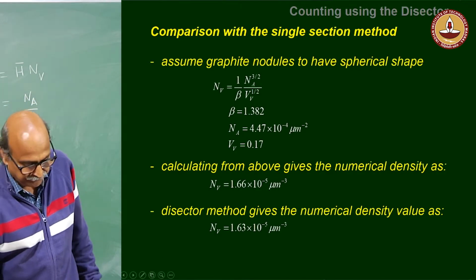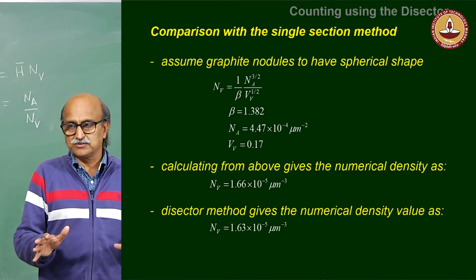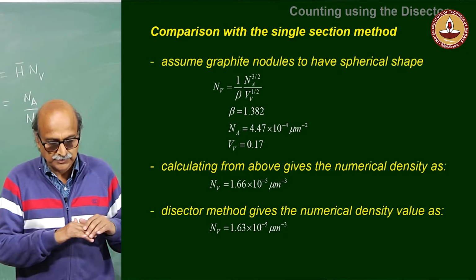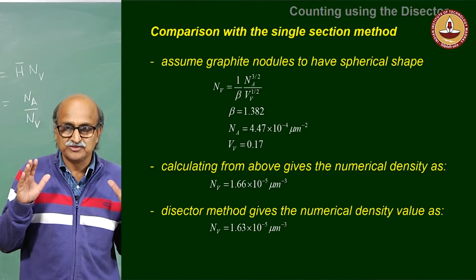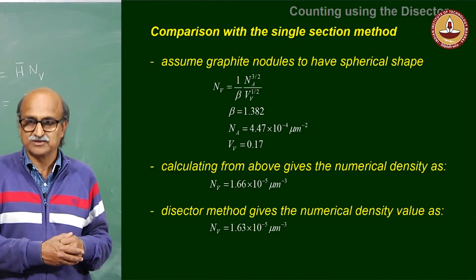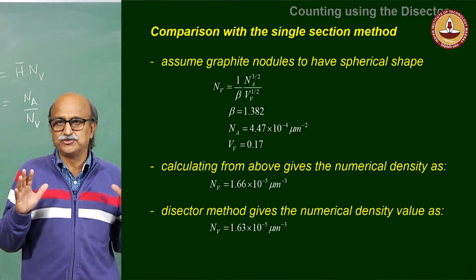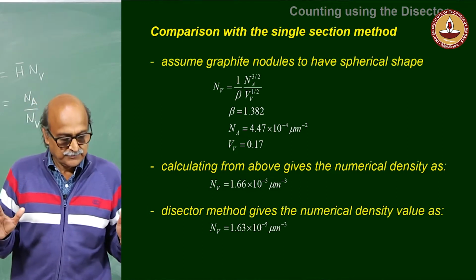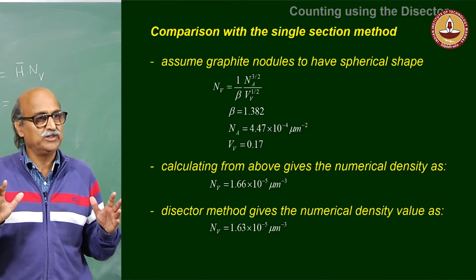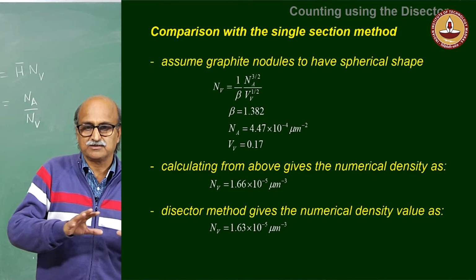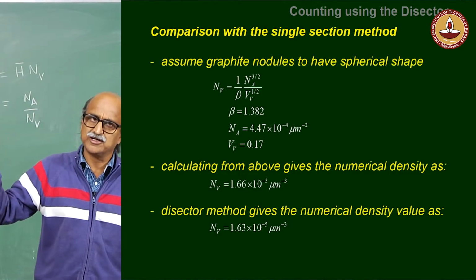So, this kind of concludes some of the basic stereology related to single section plus an introduction to the dissector. But so far what we have assumed is that our materials are isotropic, which means that whatever features we are looking at, they are randomly oriented, they are randomly distributed.